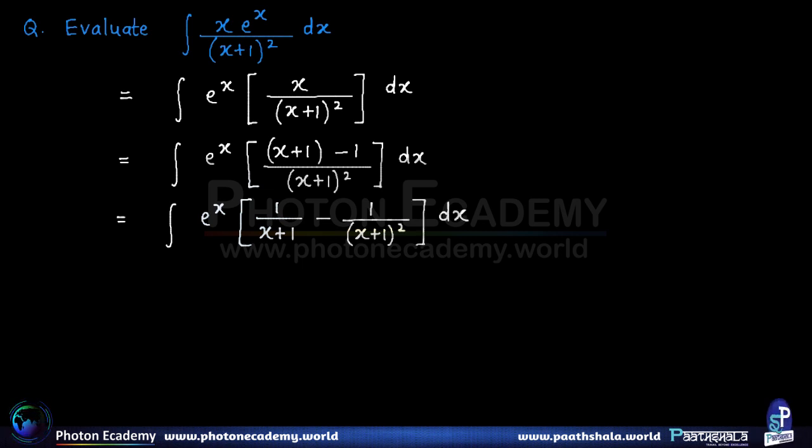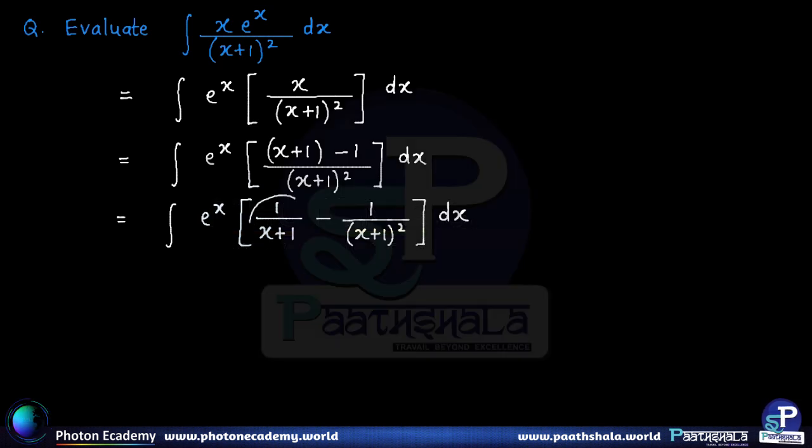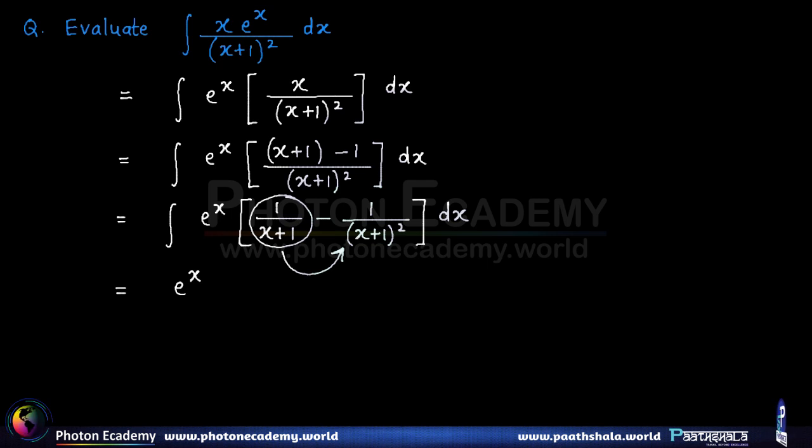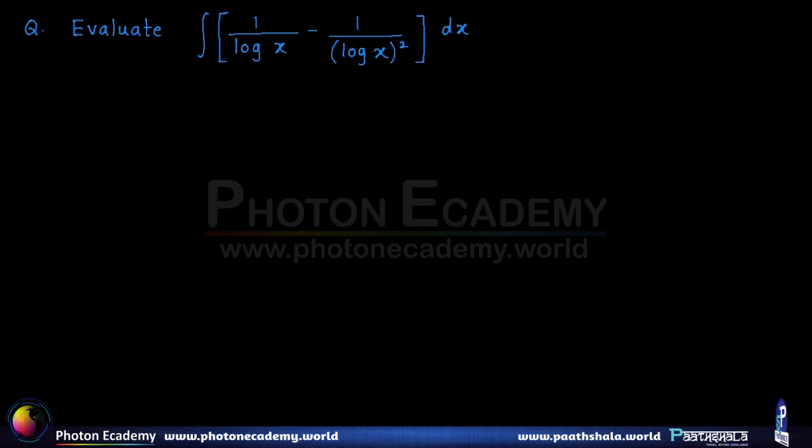And now we can immediately spot that the first term 1 upon x plus 1 has to be considered as the function, because its derivative is nothing but minus 1 upon x plus 1 the whole square, as we can easily see. So therefore the answer is nothing but e raised to x into the function which is 1 upon x plus 1. So it is e raised to x upon x plus 1 plus c. That's the final answer. Let's go ahead and see one more question.